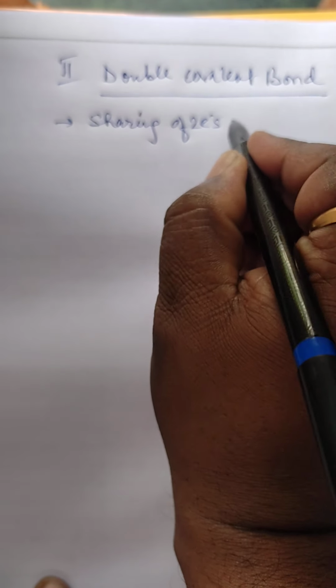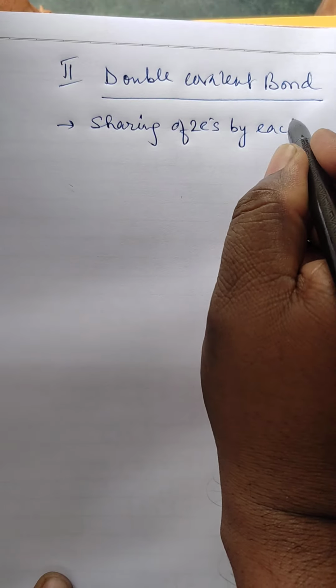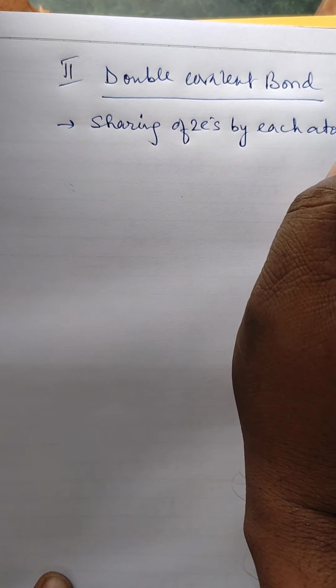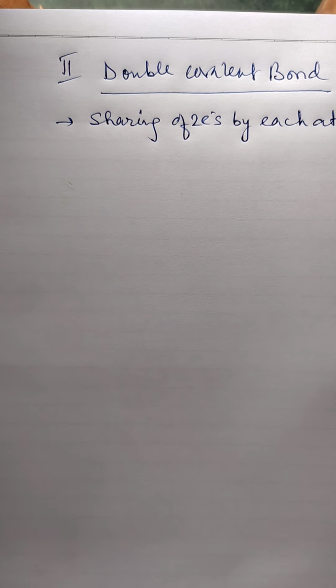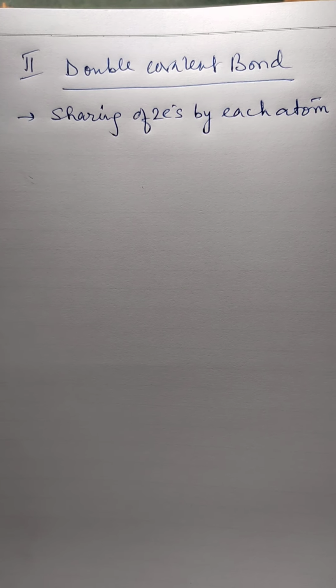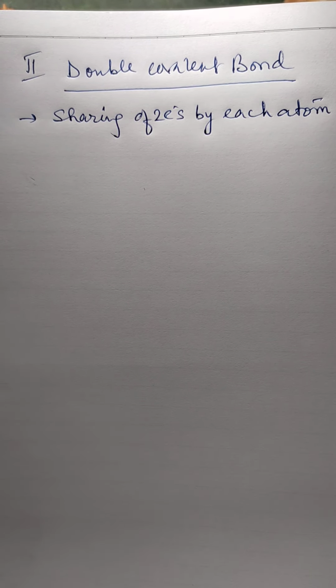So in a double covalent bond, there is the sharing of 2 electrons by each atom. So it is called a double covalent bond.